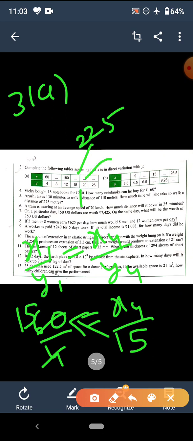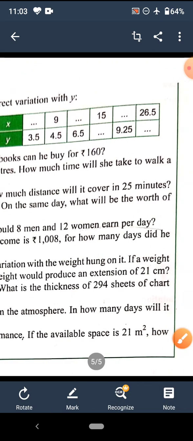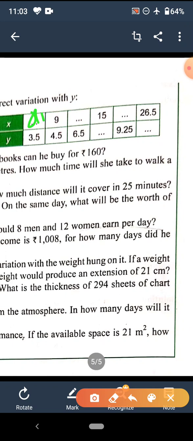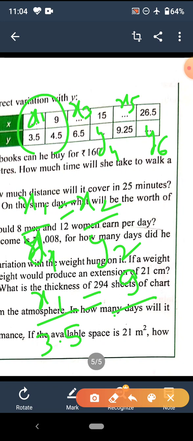Now in a similar manner, x5 upon y5 you can calculate, x6 upon y6 you can calculate, and with the same procedure you have to follow. This one you can name it x1, y1, x2, y2, x3, y3, x4, y4, x5, y5, x6, y6. Now you can apply this: x1 upon y1 is equal to x2 upon y2. So here you put the values, y1 is 3.5, x2 is 9, y2 is 4.5. Do the cross multiply and you will get the answer.